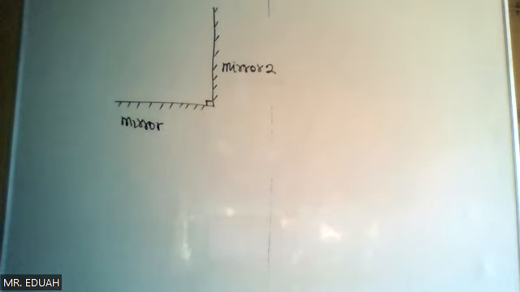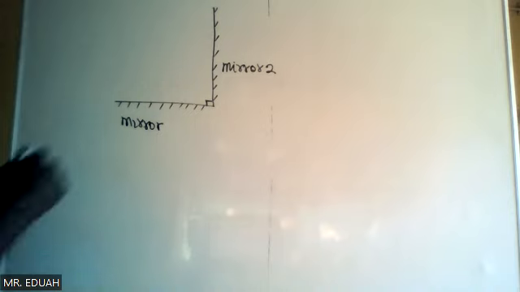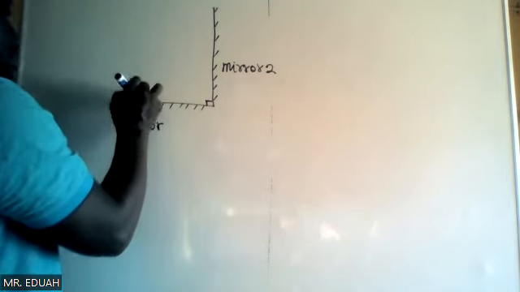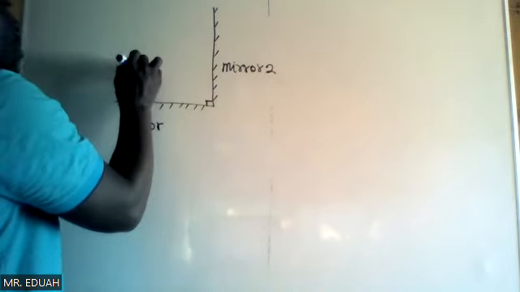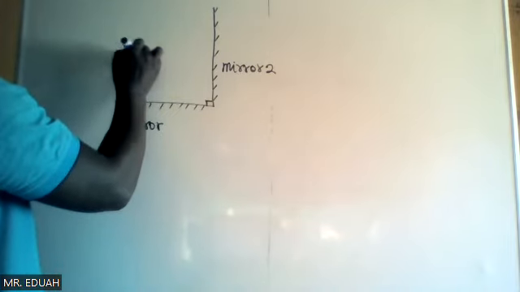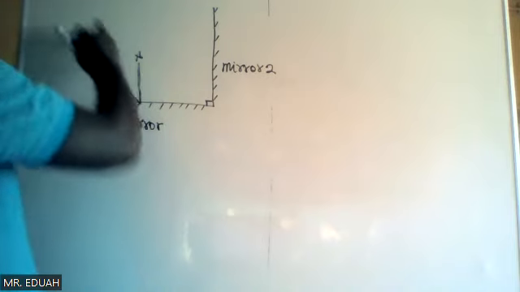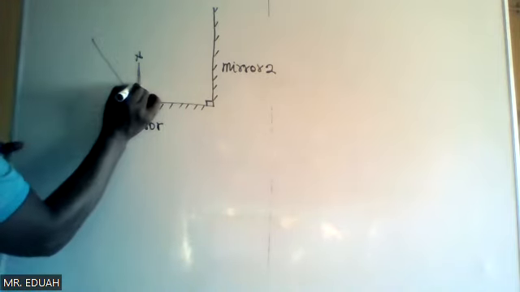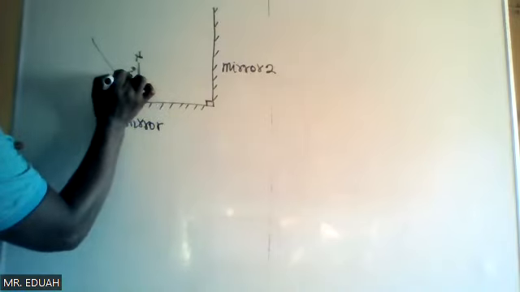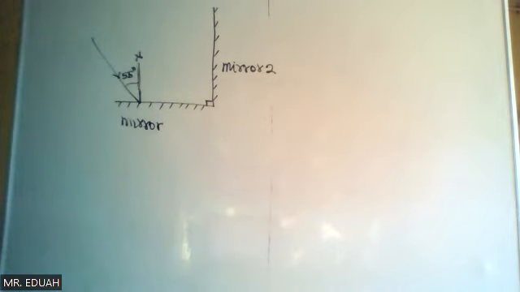Then the second information says that a ray of monochromatic red light is incident on mirror 1 at an angle of 55 degrees. Since a ray will be incident on mirror 1, let's draw a normal, because the angle is always taken from the normal. So if this is the normal, a ray is incident here. The angle of incidence is 55 degrees. All rays must be shown by the arrow.